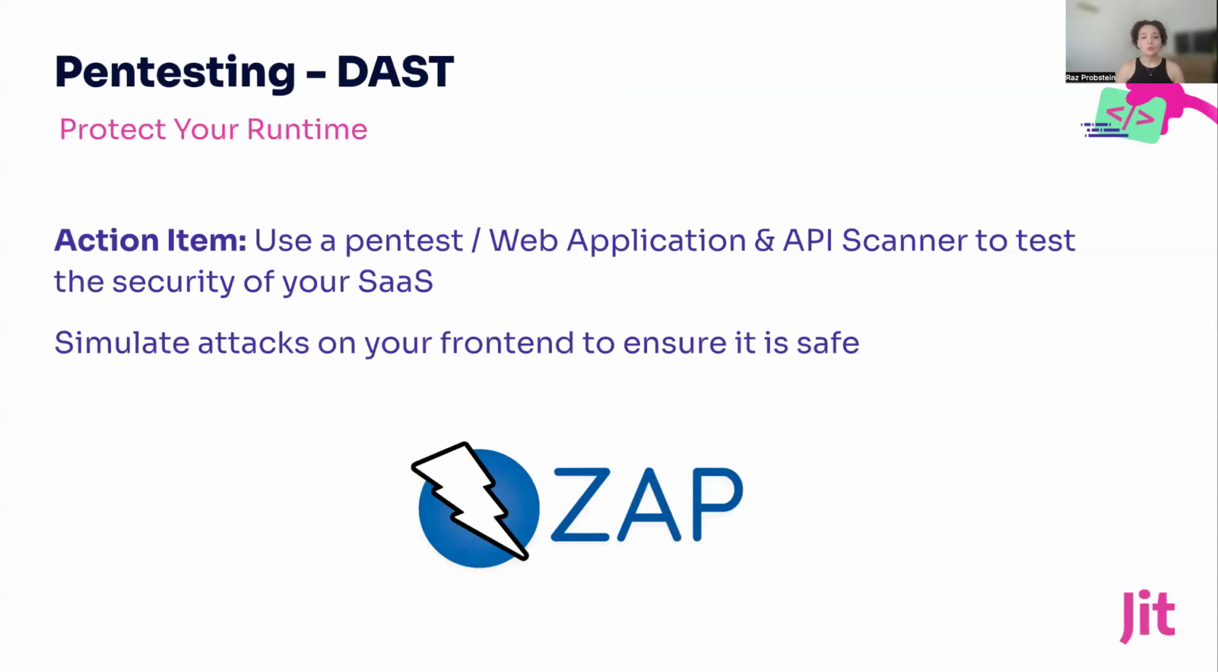Now we're going to talk about pen testing, DAST, the dynamic application testing. Our mission here is to simulate attacks on our front end to make sure that it's safe. We want to make sure that no hacker finds vulnerabilities before we do. So let's simulate all the possible attacks to make sure that our application is not vulnerable to that. I highly recommend ZAP. ZAP is one of the most powerful open source pen testing tools out there. It has many features and many extensions. It has a marketplace where you can find over 100 extensions today, so it's very extensible.